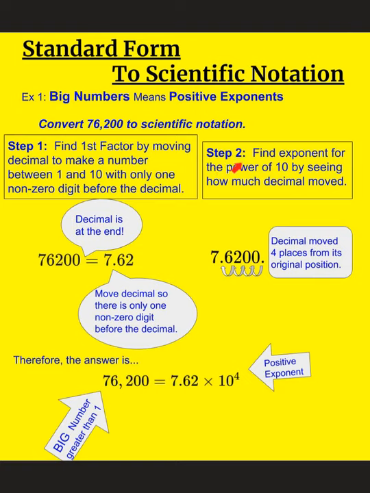Now the second step, it says find the exponent for the power of 10 by seeing how much you move the decimal. Well, if my decimal was at the end, I'm going to put it between the 7 and the 6. That means I went 1, 2, 3, 4 places. So I moved my decimal 4 times, giving me an exponent of 4. So my answer in scientific notation is 7.62, the number between 1 and 10, times always the base power of 10 to the 4th power. Okay? Now the next example.